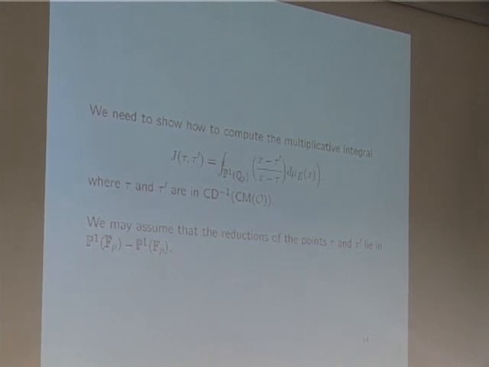So we need to show how to compute the multiplicative integral, which I'll call J of tau, tau prime, this multiplicative integral over P1 of Qp of this rational function against the measure attached to E, where tau and tau prime correspond to CM points attached to some order O. And by the way these points arise, we can assume that if we look at the reduction of tau and tau prime in P1 of Fp bar, these things do not lie in P1 of Fp. Seems strange, but this will actually be very useful for us.